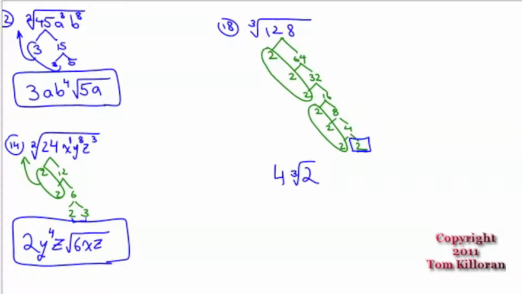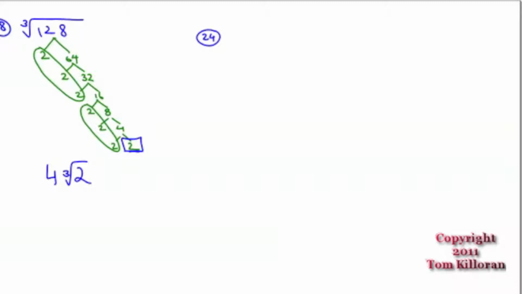How about... that one's boring. That one's not too bad. 24. The cube root of 40 x to the 7th y to the 26th. Horrible. You're going to find that variables are much more friendly here than the numbers. The numbers take a little bit more work. The variables are kind of quick. Usually it's the other way around, but in this case, numbers are the harder part.